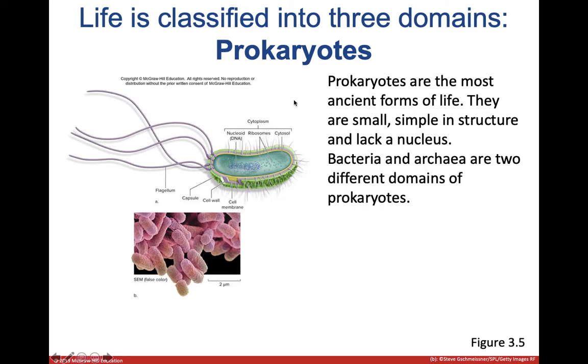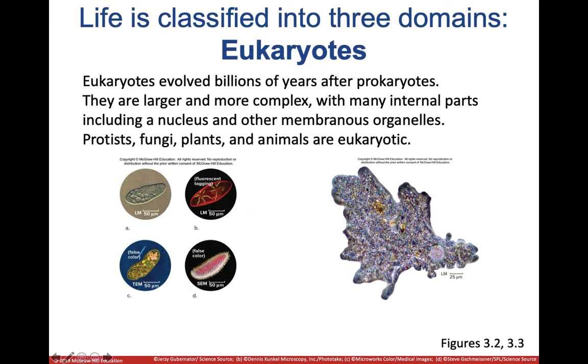So there are two different types of prokaryotes. We have bacteria and archaea: the domain bacteria, and the domain archaea. Both of them are prokaryotic. They both have that lack of a nucleus. They don't have membrane-bound organelles, and they're all very, very small.